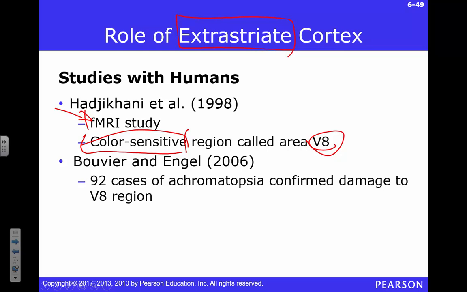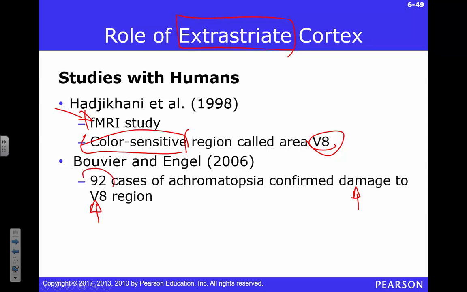Not a big deal. The way to confirm that is to go around and cut out area V8 from people and then see if they can still see color. There aren't a whole lot of people letting us do that, so what you have to do instead is wait until someone has brain damage to area V8 and give them color tests.